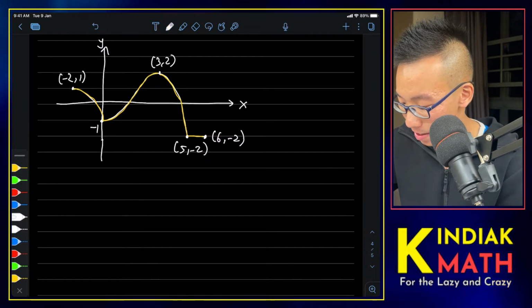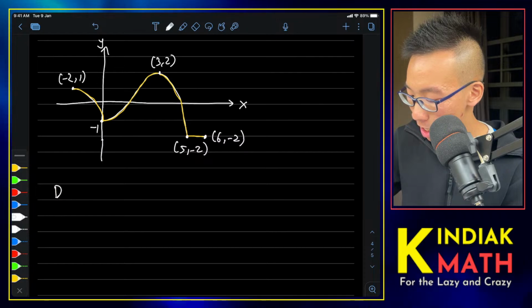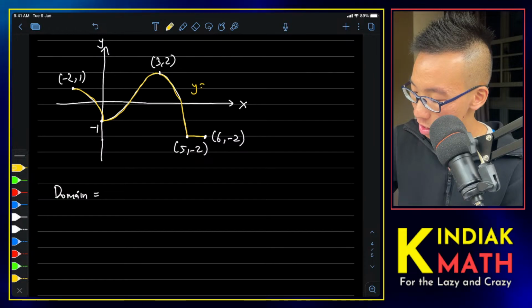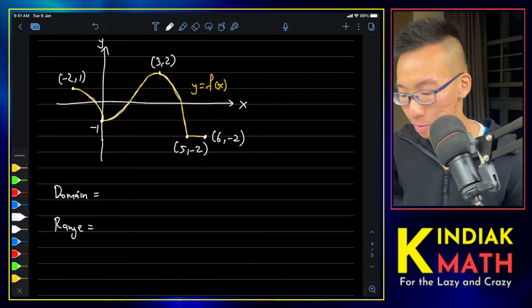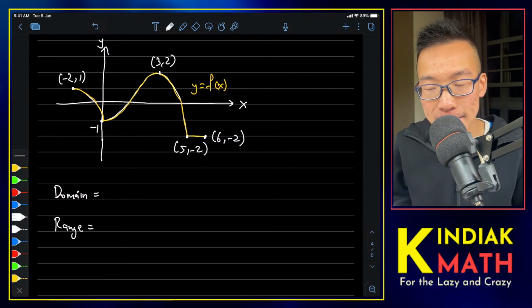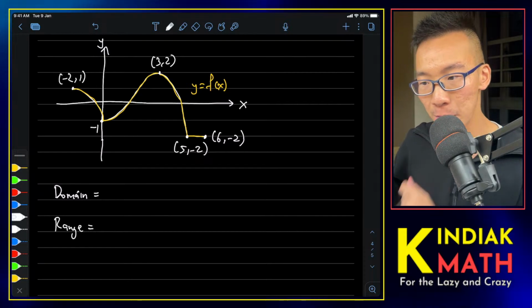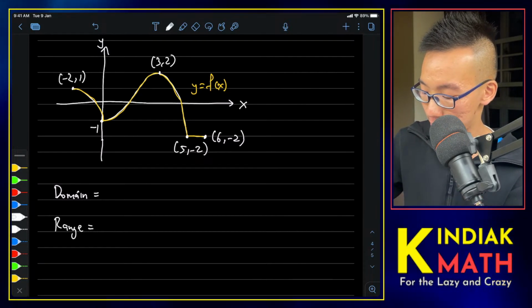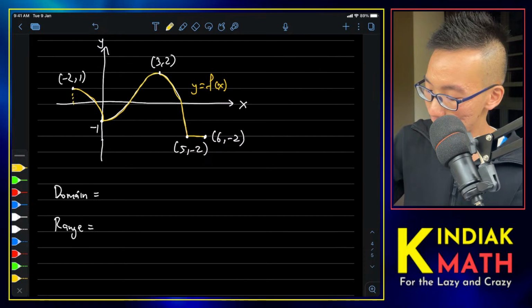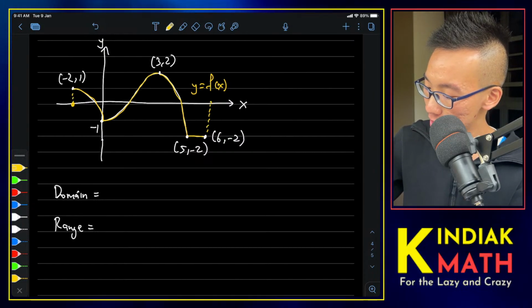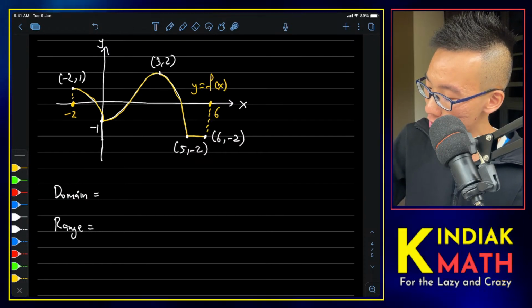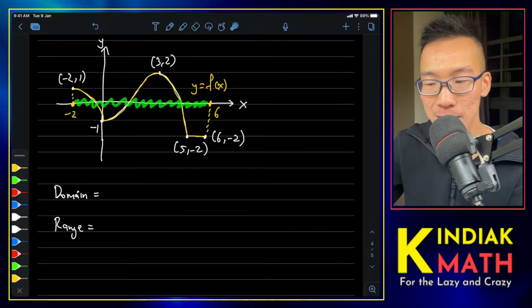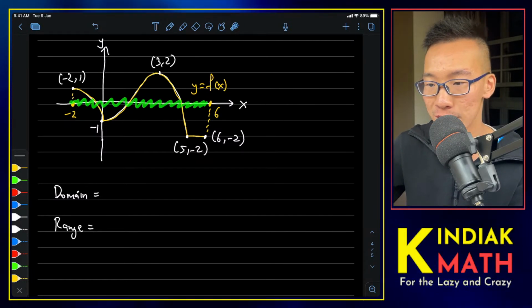And the question asks for what is the domain of this function? So this is the function y equals f of x. And what is the range? Well, the domain is the set of possible inputs, aka the x values. So we are looking at this collection. These are some of the possible inputs from -2 to 6, and we are going to take everything in between them since these are the possible inputs for this function.